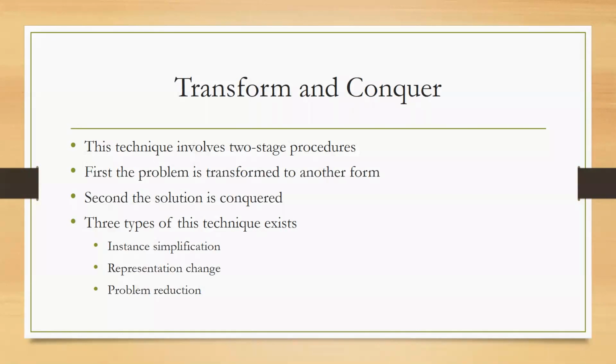Three types of this technique exist. In brief, we'll understand this. Three types of transform and conquer. The first one is instance simplification. A given problem will be there. The problem will be simplified, and a smaller instance of the given problem is considered. That means a bigger problem is transformed into an instance of a smaller problem of the same type. So that is called instance simplification.